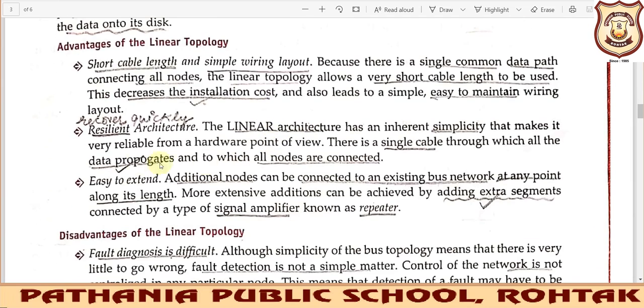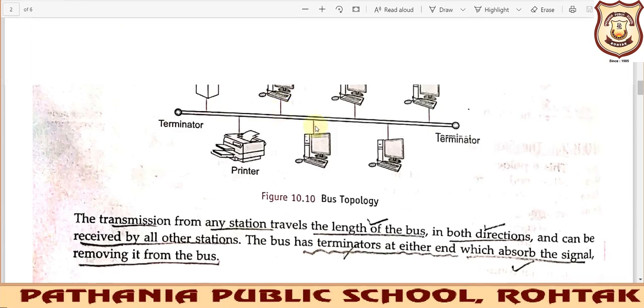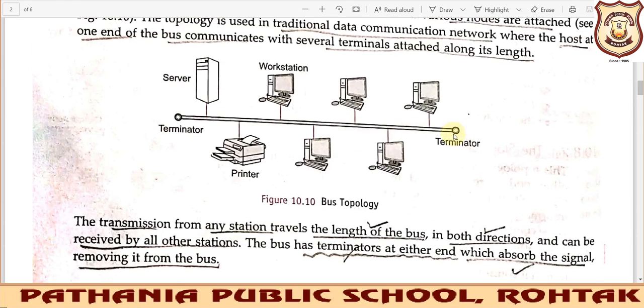So what are the advantages? Short cable length, and there is no complexity. It is very simple, and recovery is very easy because this architecture is very simple. It is also easy to extend. If we want to attach a new node, it will always be attached at the end. In between we are not going to attach any computer.